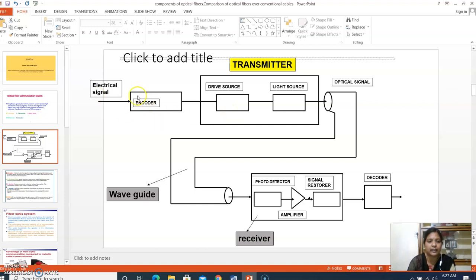We have an encoder, where an electrical signal is given. Here is a transmitter, which converts it into the light pulse. The optical signal, where the light pulse undergoes total internal reflection in the waveguide, and again it is decoded in the photodetector. It is nothing but a receiver, and then it gets decoded.